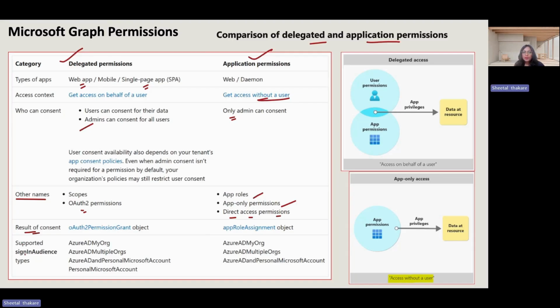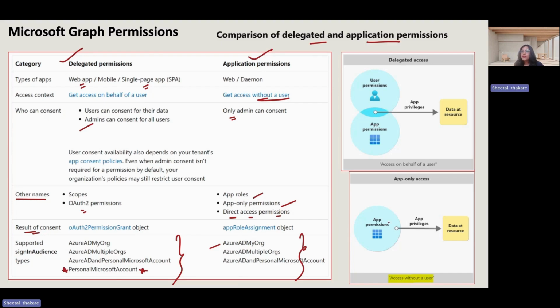So these are the supported sign-in audience types for the delegated permissions, whereas these are the supported sign-in audience types for the application permissions. So here you find that personal Microsoft account, the last category, is not listed.